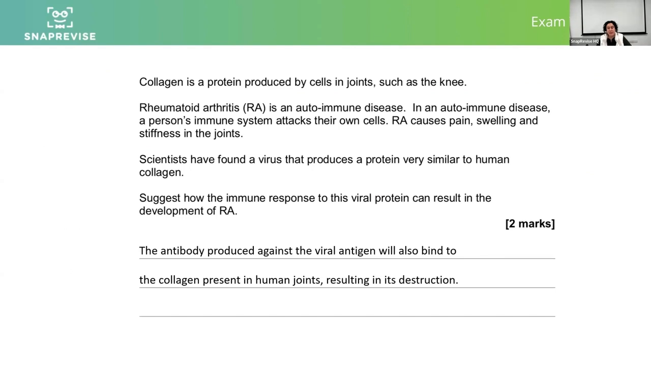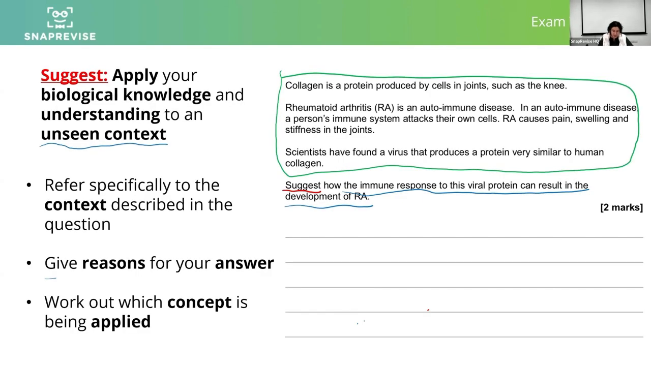The antibody produced against this viral antigen will also bind to the collagen present in human joints, resulting in its destruction. So we have given an explanation, given a reason for our answer, and we have also used language that specifically refers to the context described in the question.